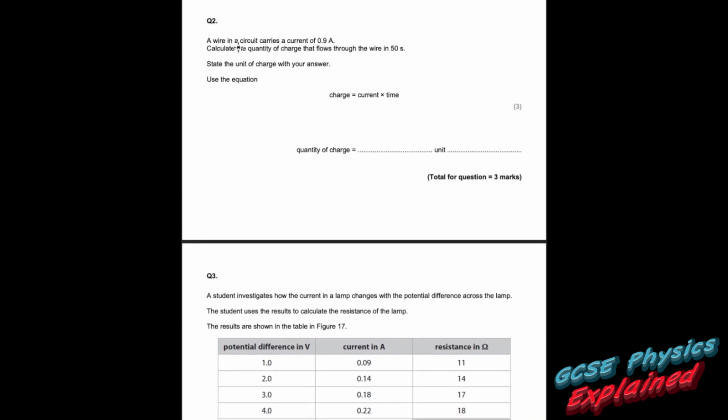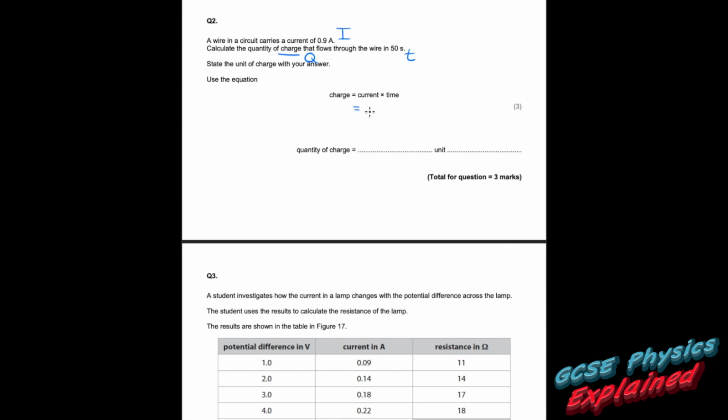Question 2. A wire in a circuit carries a current of 0.9 amps, so that's I for current. Calculate the quantity of charge, so that's Q for charge, that flows through the wire in 50 seconds, so that's T for time. And it gives us the equation: charge equals current times by time.